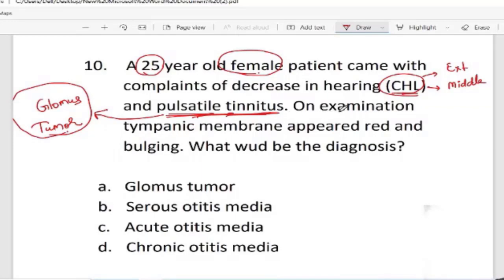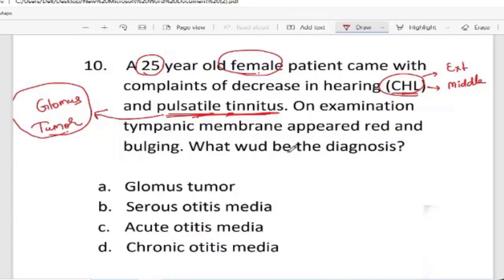Now read out the question again. On examination, tympanic membrane appeared red and bulging. What would be the diagnosis? I have already come to a conclusion. The correct answer is glomus tumor. How come? It's a female patient with a conductive hearing loss, that is a pathology in the middle ear or external ear, with pulsatile tinnitus. There is only one condition where there is pulsatile tinnitus, that is glomus tumor. Whenever you see this word, always think of glomus tumor, nothing else.